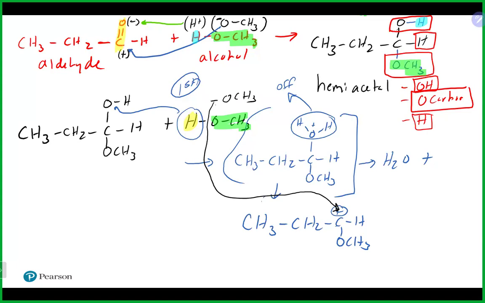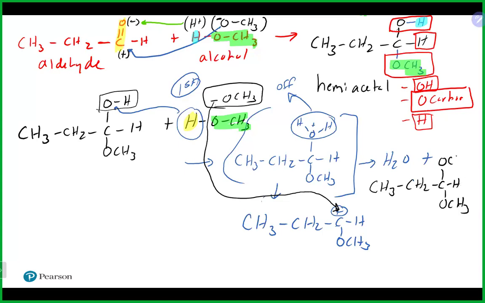So basically what's going to happen is the OH group and the oxygen carbon group are just going to swap places basically. And we will end up with two oxygen carbon groups on that same carbon. And this guy is what is known as an acetal, basically. So that is an acetal.